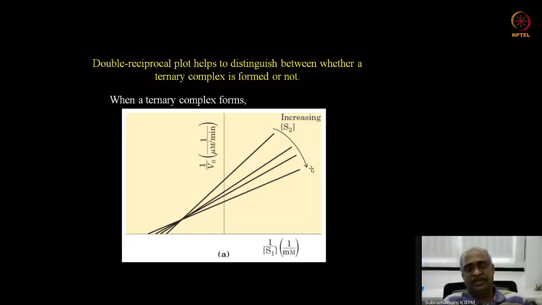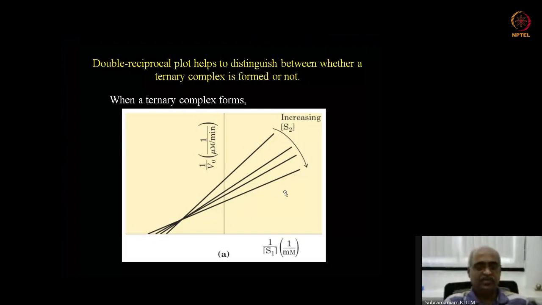In this particular direction, the substrate 2 concentration has been increased. Increasing the substrate concentration has reduced the slope here, meaning Km by Vmax, which is the slope. Km by Vmax equals the m in that equation that we saw 2 days ago. So this indicates that the presence of the second substrate affects the Km as well as the Vmax, because this also changes. And these non-parallel lines indicate ternary complex formation.